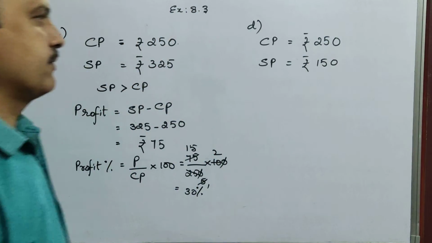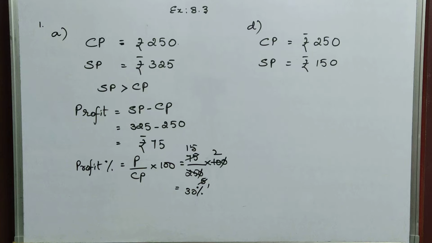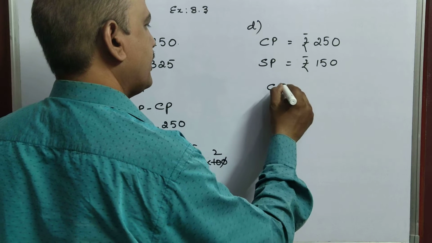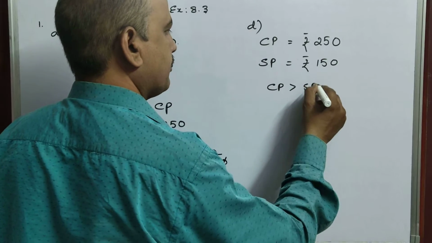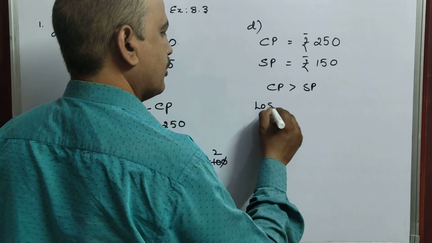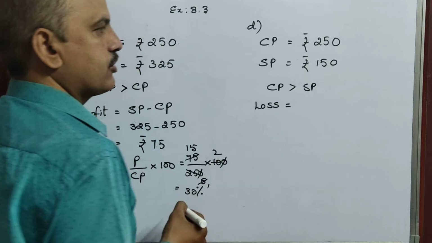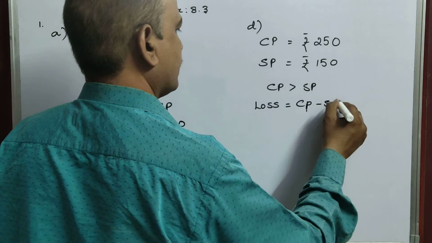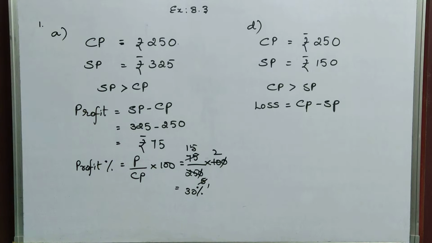Now what happened here? CP is more than SP. That means you will get a loss. So loss equals CP minus SP. Loss equals CP minus SP is the formula.